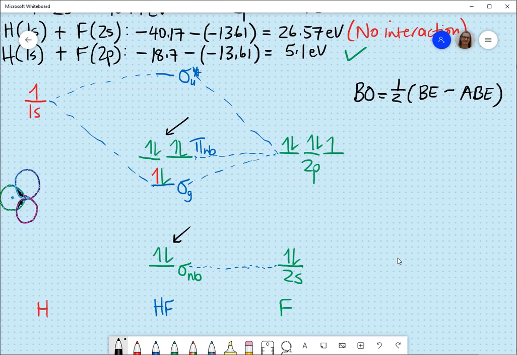In order for us to calculate the bond order, we need to either have bonding electrons or antibonding electrons. We have no antibonding electrons, and we have 2 electrons over here that come from a formation of a bonding orbital. So it's 1/2 of 2 minus 0, which equals 1. This is then consistent with the Lewis diagram for HF, which shows 1 bond between the 2 atoms.